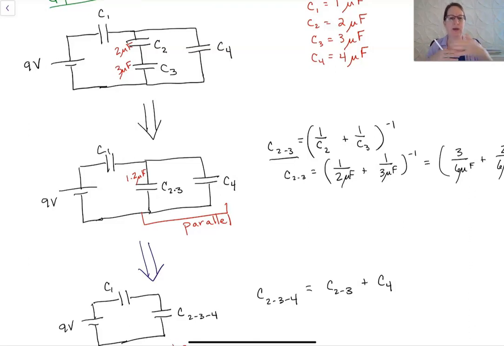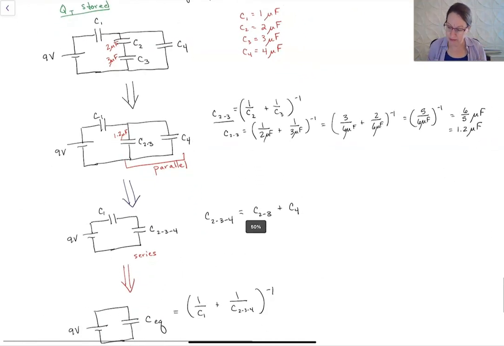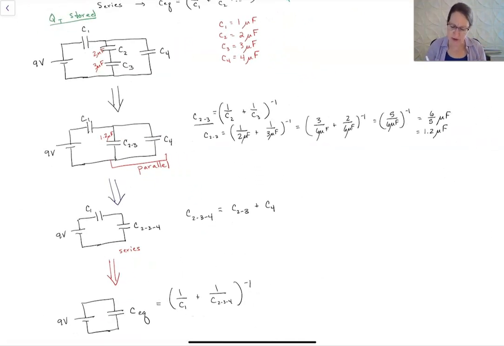You can almost think of it as two plates that have extra area between them in some sense. So this is 1.2 microfarads. Okay, moving to the next part. This next one is fairly easy.